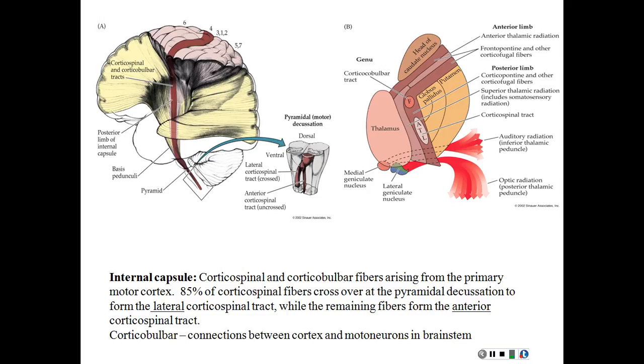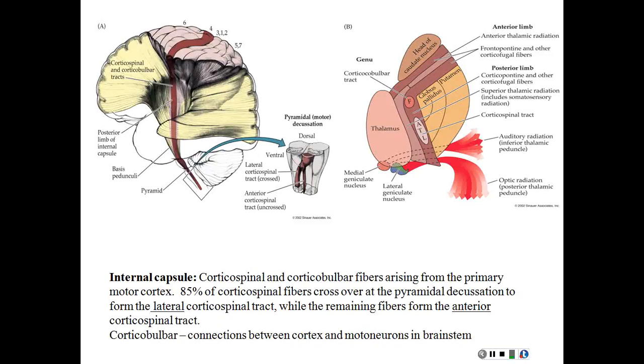Because remember how I said that everybody likes to cross the midline? This is where it's happening for motor activity. The majority of that descending motor activity is crossing the midline, 85% of it. So when you ask the patient to wiggle their left toes, you're really activating their right cortex. And when you ask them to move their left hand, you're really activating the right cortex. Because we're going to see how these extremities are influenced specifically by lateral corticospinal.